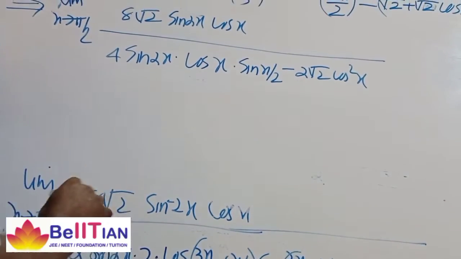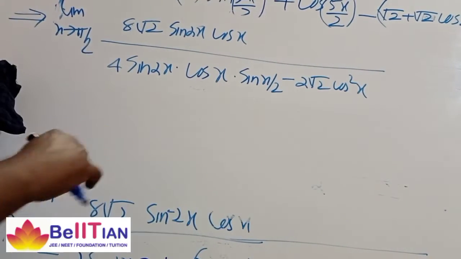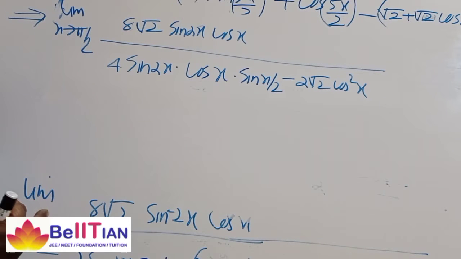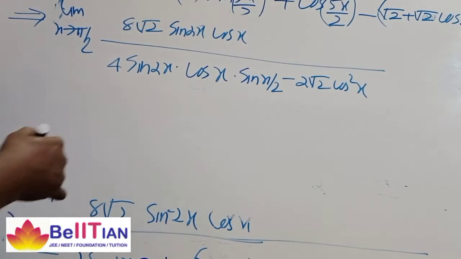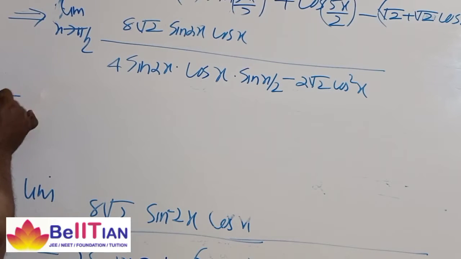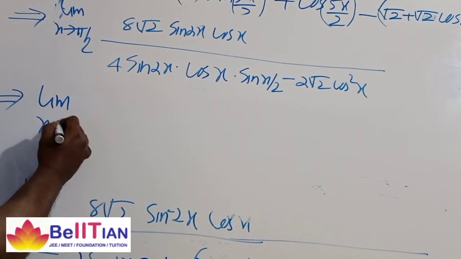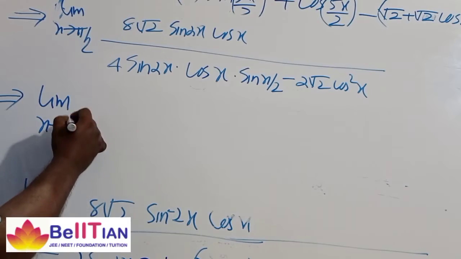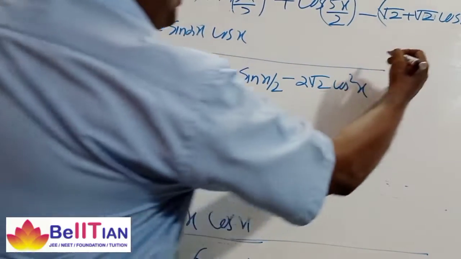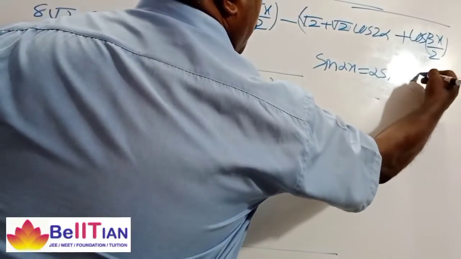Now again, if you apply x is equal to pi by 2, this is 0, the denominator is 0. Again further simplification is needed so that the 0 will not appear in the denominator. So we have to remove something from the denominator so that it will not be 0 as x approaches pi by 2. So limit x tends to pi by 2, 8 times root 2 into sine 2x. What is sine 2x? We know that this is equal to 2 sin x into cosine of x.